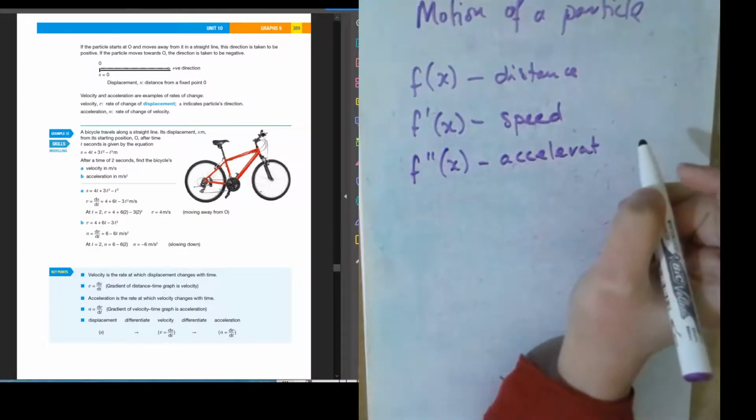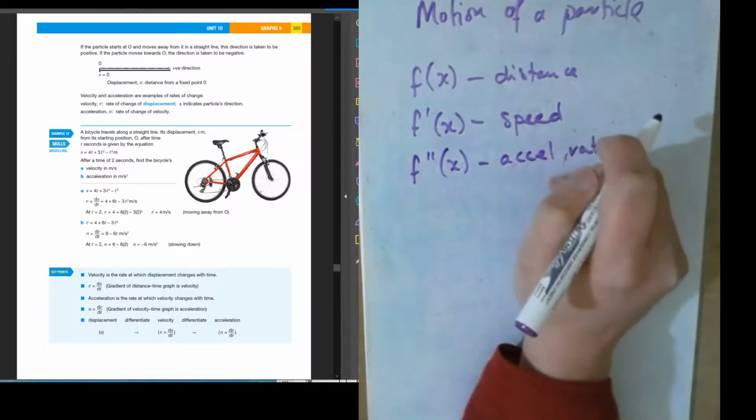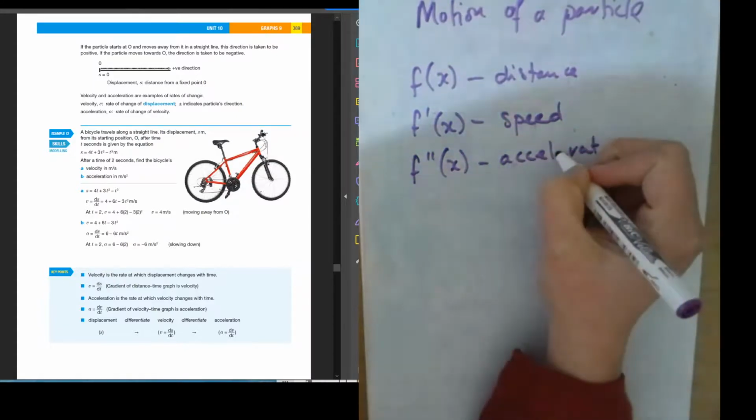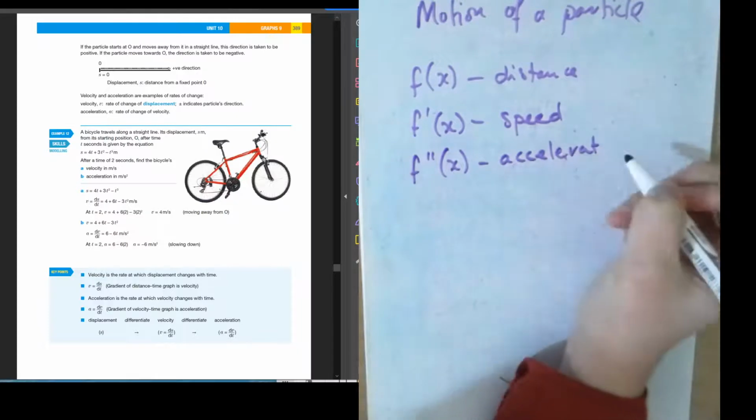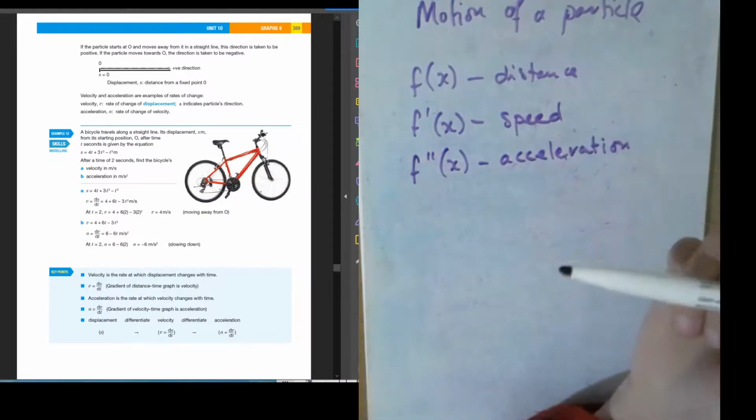And why does that look wrong? I don't know how to spell, although it's literally on there and I spell it right. Okay, acceleration, whichever.